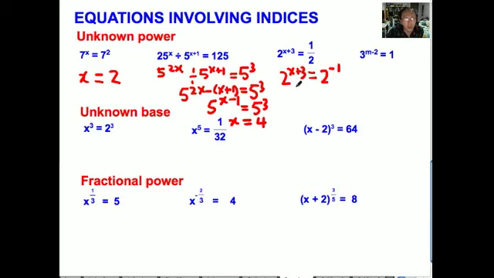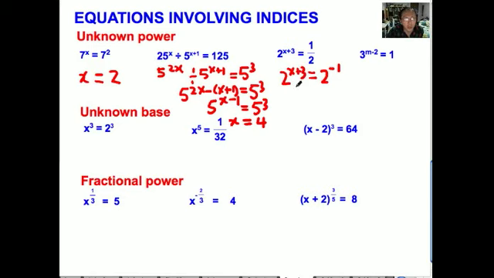In the next example, we do not know the base. And if we have a common power, we can equate the bases, giving us the answer. Thus, when we do not know the base, we must make a common power. In this case here, this is 1 over 32, which can be expressed as half to the power of 5. And once the powers are the same, we can equate the bases, giving us the answer.